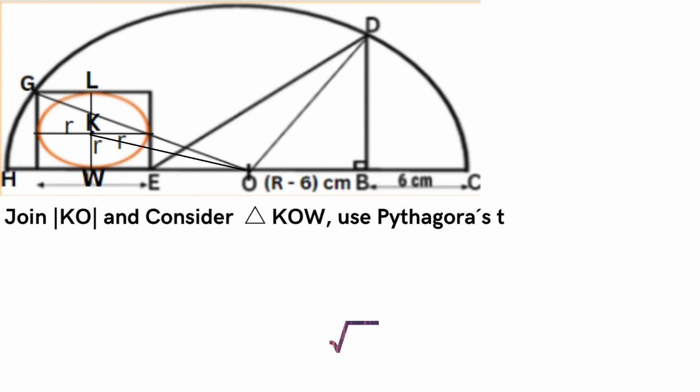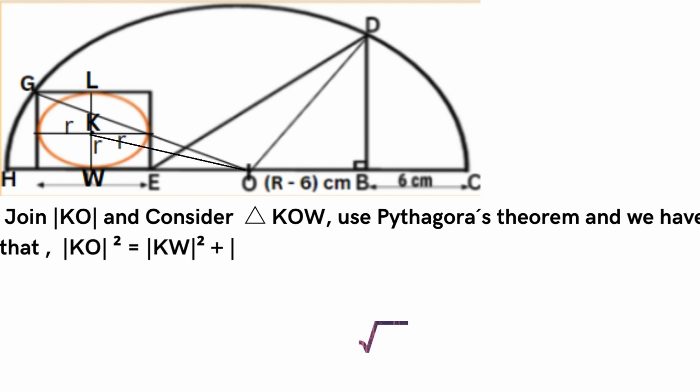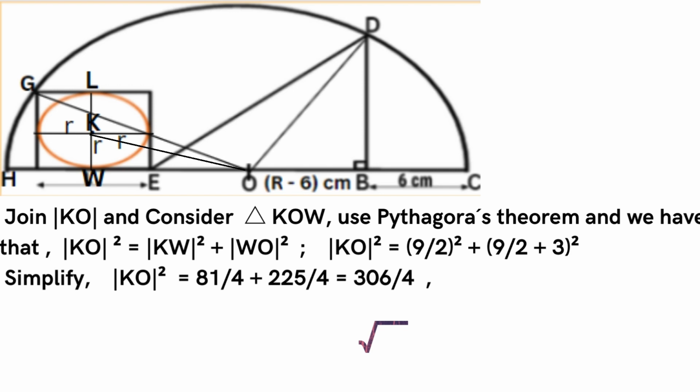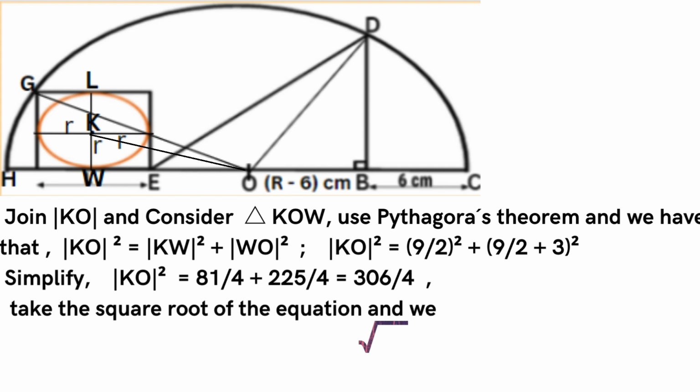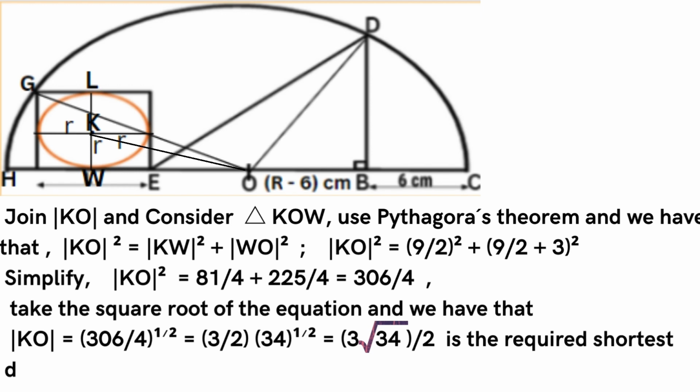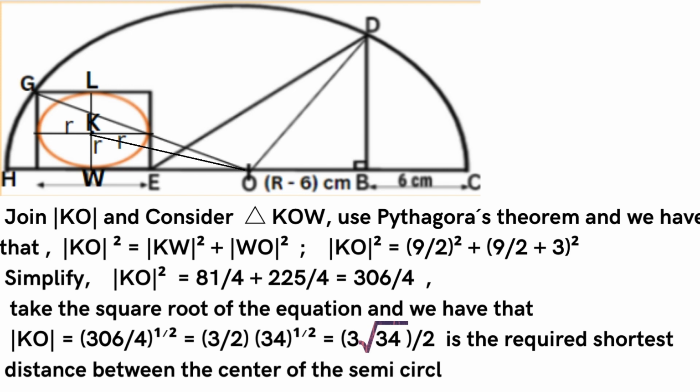Join KO and consider triangle KOW. Use Pythagoras theorem and we have that the square of KO equals the sum of the square of KW and the square of WO. Substituting values, simplifying, we have that the square of KO equals 306 divided by 4. Take the square root of the equation after simplification and we have that KO equals 3 times the square root of 34, all divided by 2 in centimeter, which is the required shortest distance between the center of the semicircle and the center of the red circle.